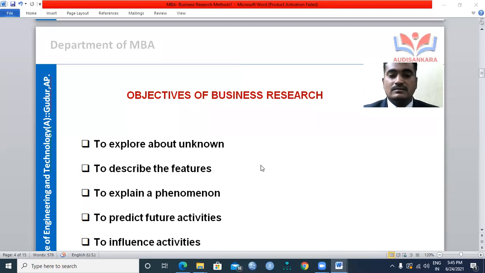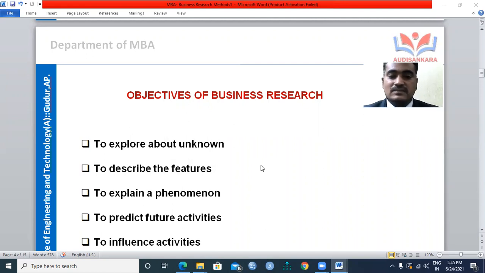Today we are going to learn about the objectives of business research. The major objectives of business research include to explore the unknown, to describe the features of a phenomenon, to explain a phenomenon, to predict future activities, and to influence activities. All these come under the major objectives of business research. So we will learn one after another what the major objectives are. The first one is to explore the unknown.